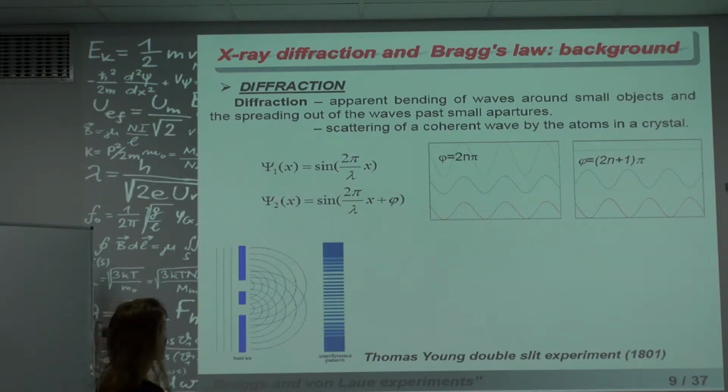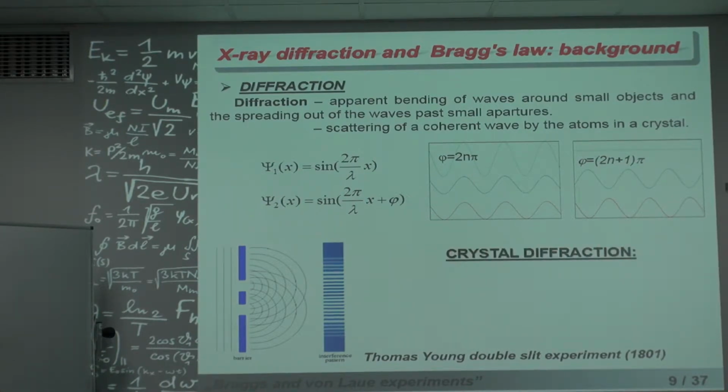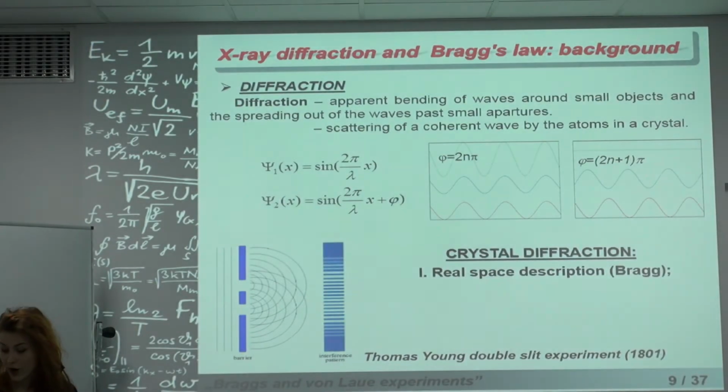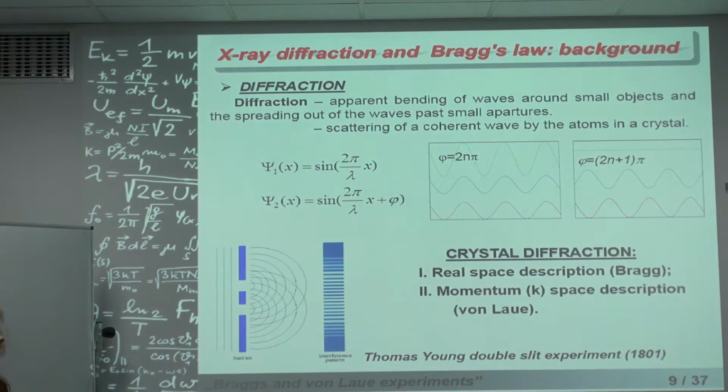It is also a result of the different paths of the waves, which lead to a phase shift and show us different interference patterns, minima and maxima on the slit. So generally, talking about crystal diffraction, we have the same phenomena, but we can talk about a real space description, as was done by Bragg, and also a momentum or k-space description, which is more preferable in the case of crystallography.